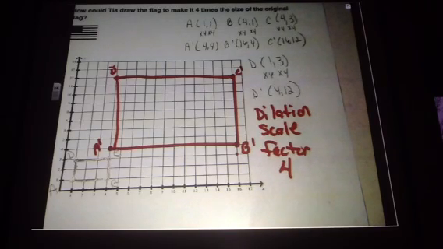There's an example of what you could have done for number 4. And I believe that's it.